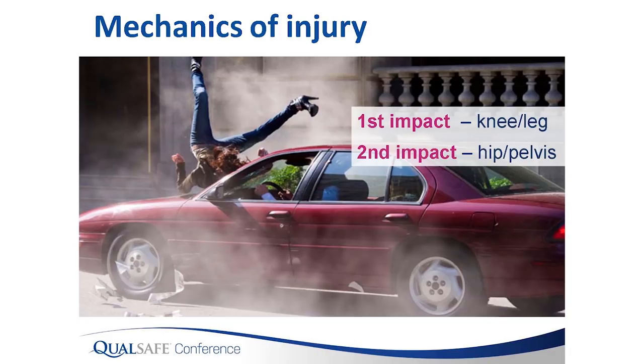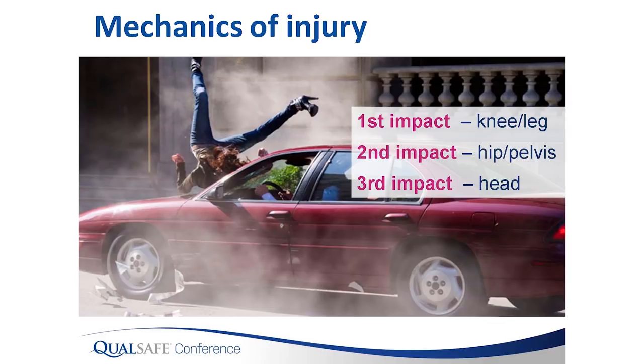Okay, third impact is the head. Of course, what can we look at on the vehicle? What might we see? Bullseye on the windscreen. So if we see a bullseye on a windscreen, we know that usually there's been quite a significant either shoulder or head injury at that point. Yeah. Look at her neck as she's hit the car as well.